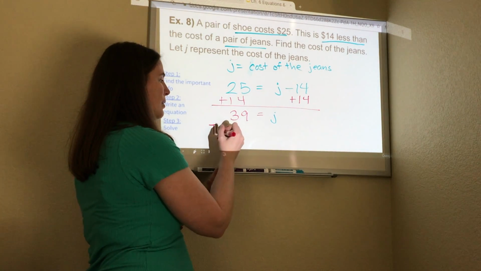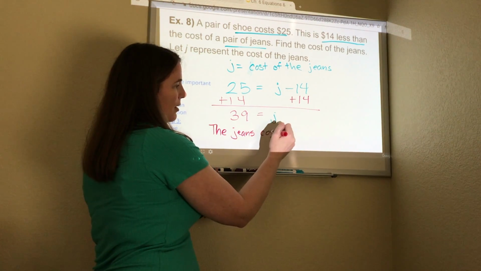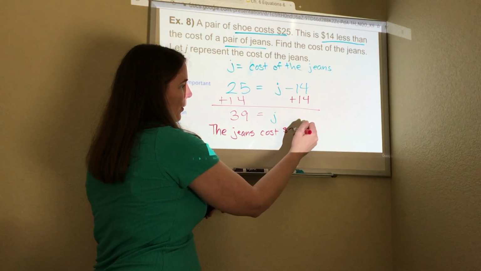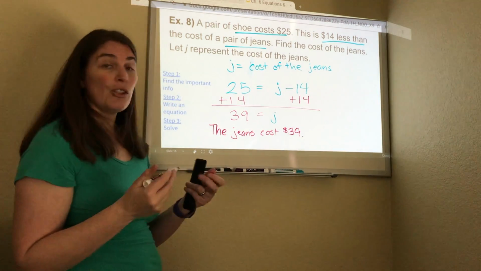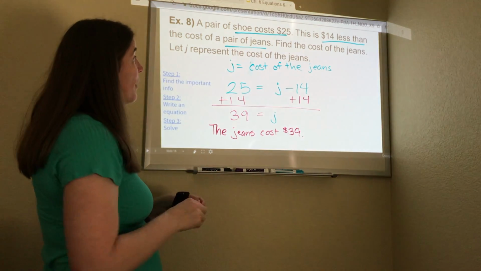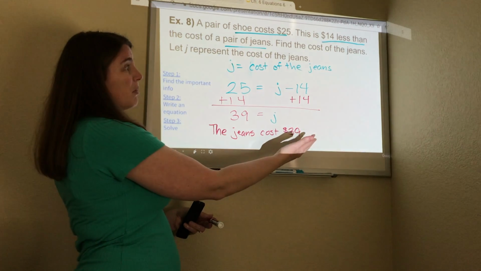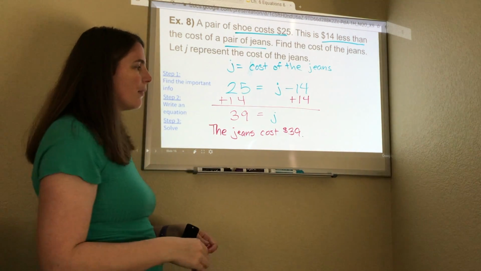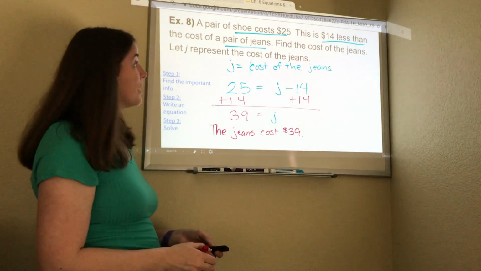So the jeans cost $39. Would that make sense? So, did I say that the jeans were supposed to be more than the shoes? Yes. And $39, that seems about right. Okay? All right. So let's go on to our next problem.